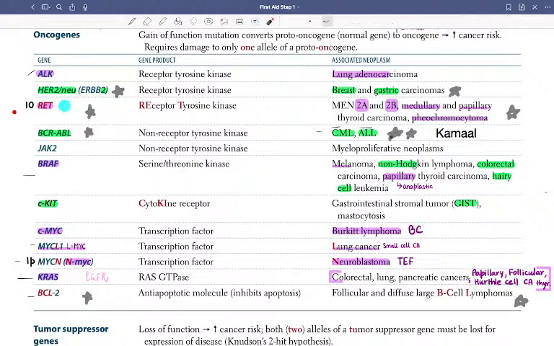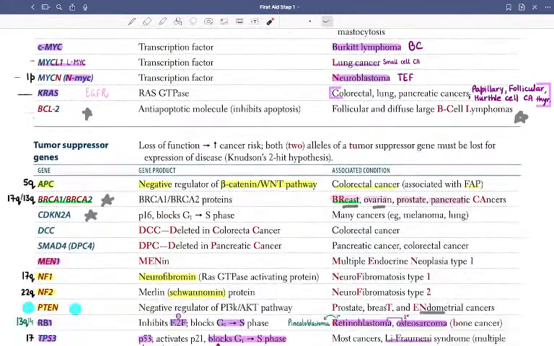JAK2, myeloproliferative. BRAF: melanoma, non-Hodgkin's, colorectal, papillary, hairy cell. c-kit, GIST. c-MYC, Burkitt's. L-MYC, small cell lung cancer. N-MYC, neuroblastoma. And KRAS, and we have follicular and papillary thyroid carcinoma. Okay, fine.